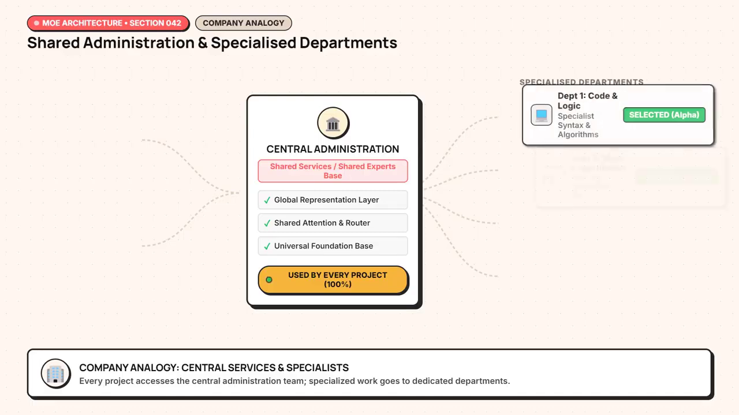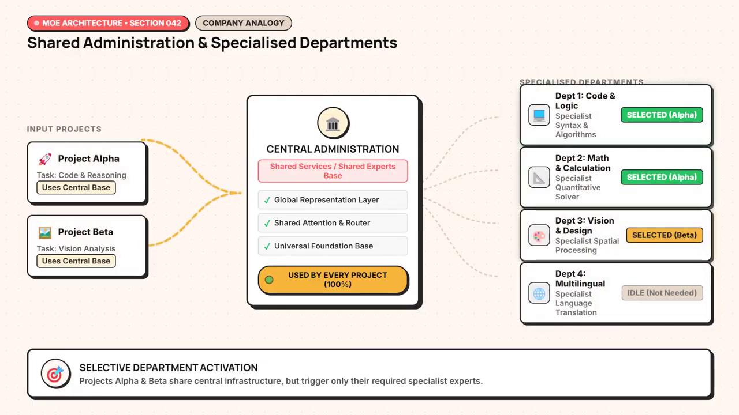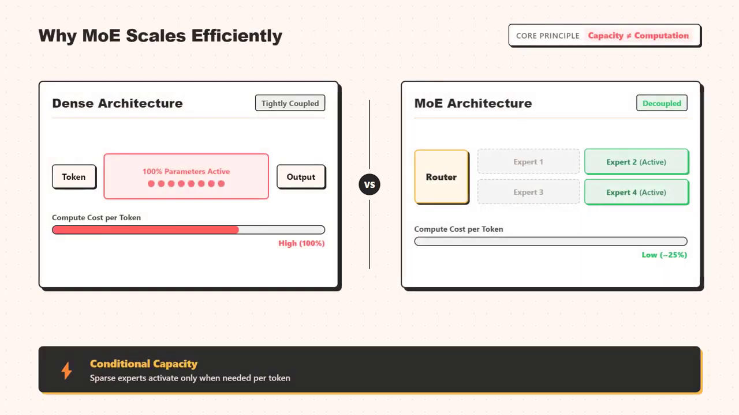You can think of it as a company with a central administration team and several specialized departments. Every project uses the central services, but only selected departments handle the specialized work. Again, the analogy is not exact, but it captures the reason shared experts can help. They provide a reliable general pathway while sparse experts add conditional capacity.